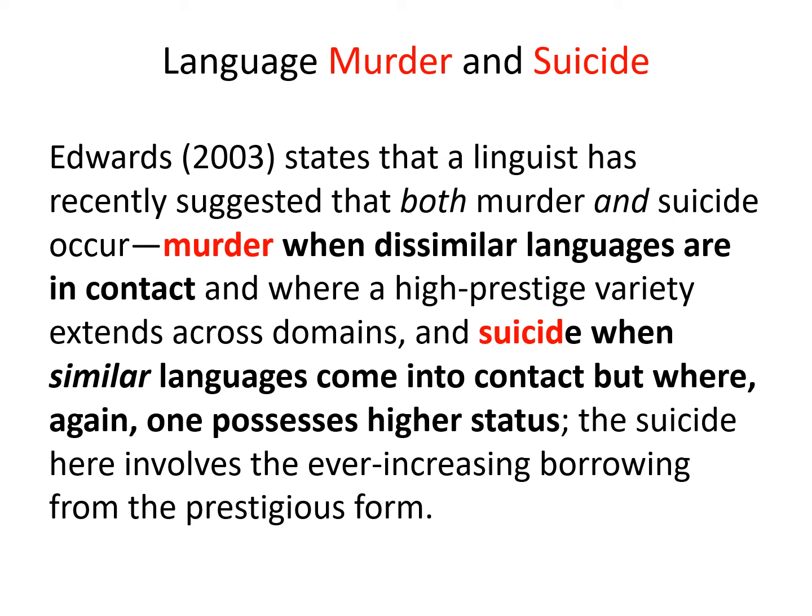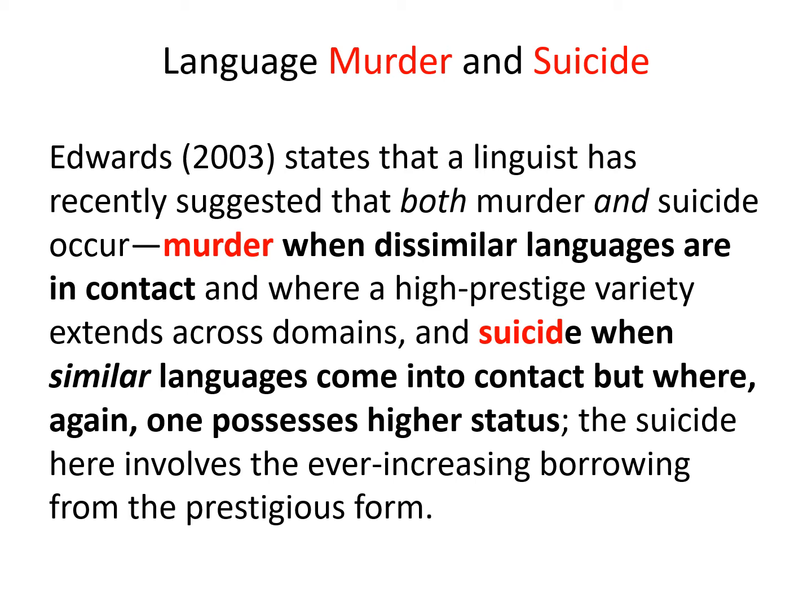Language murder and suicide: it's a very pathetic situation when it becomes language murder or suicide. A linguist has recently suggested that murder and suicide both occur, murder when dissimilar languages are in contact. For example, when the British came here, they brought their own language, English, and the people of the native locality had their own languages, Urdu, Persian, Turkish, or Arabic. These were dissimilar, different languages. So when different languages come into contact, or encounter each other, language murder happens.